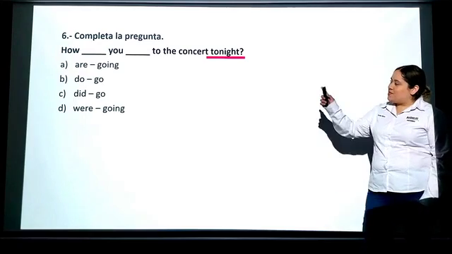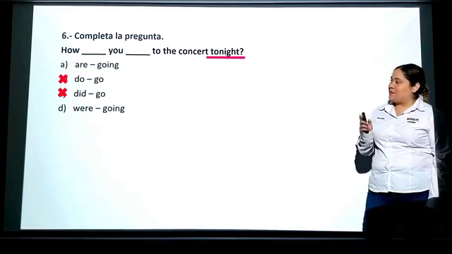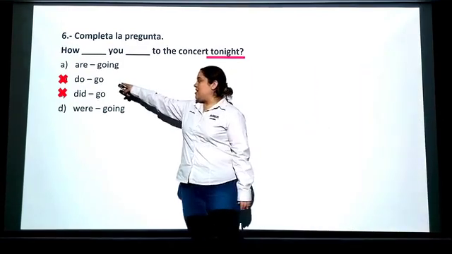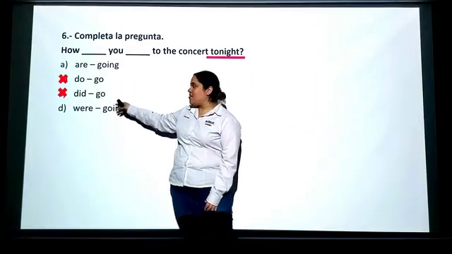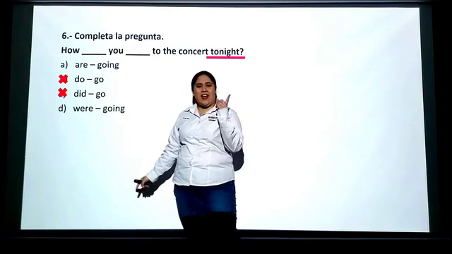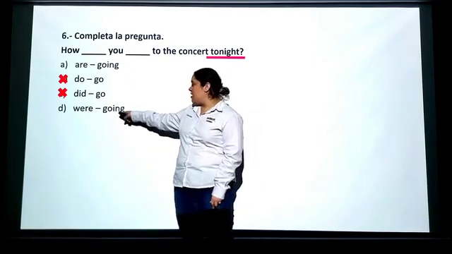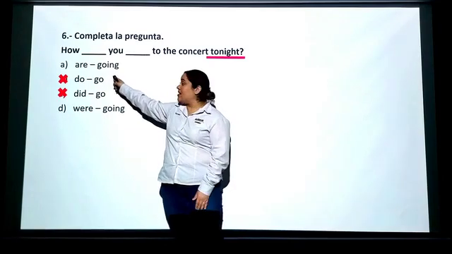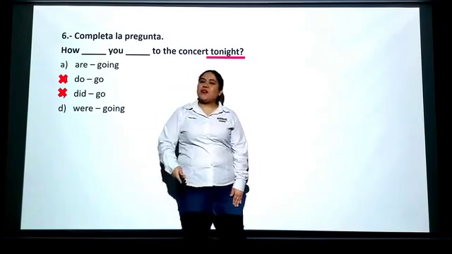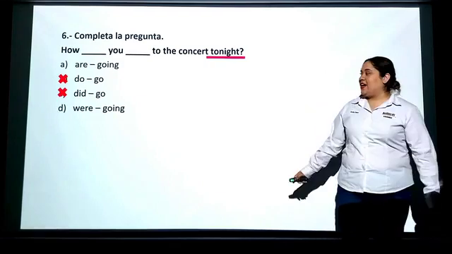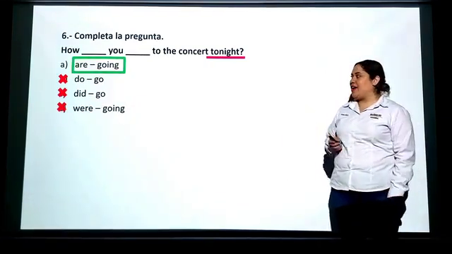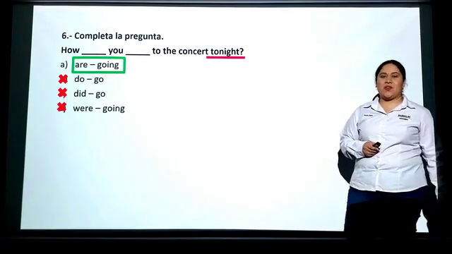In this case, we can eliminate many things. B and C. This one is in present, and this one is in past. So now we have two options. Okay, the verb finishes with ing, and in here, it does finish with ing as well. Sorry. So we're going to eliminate one option, and it is going to be B. I am going to choose therefore A. How are you going to the concert tonight?